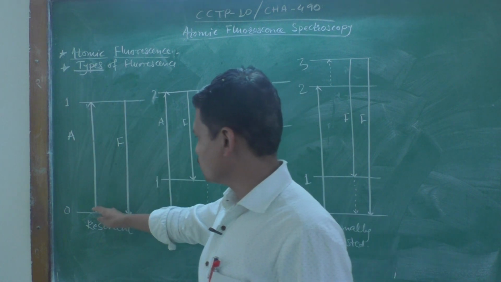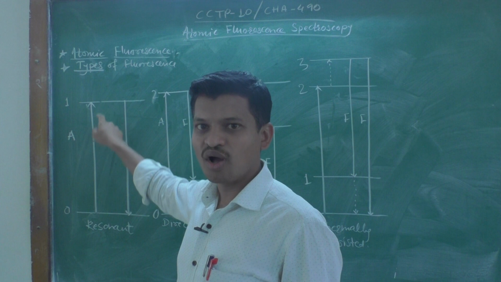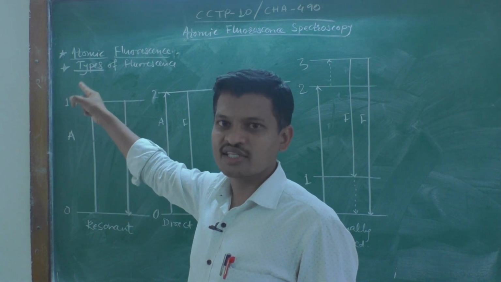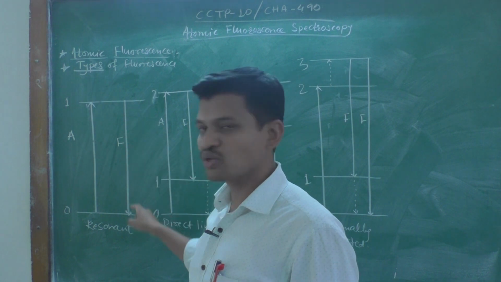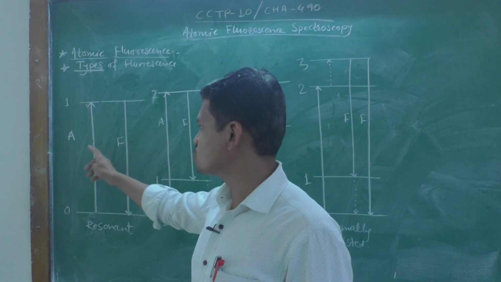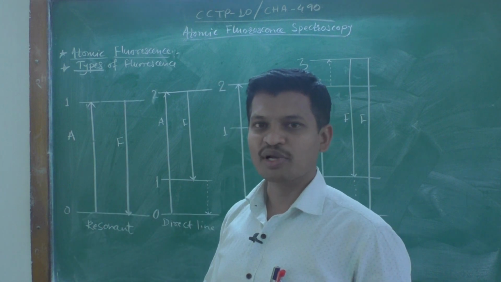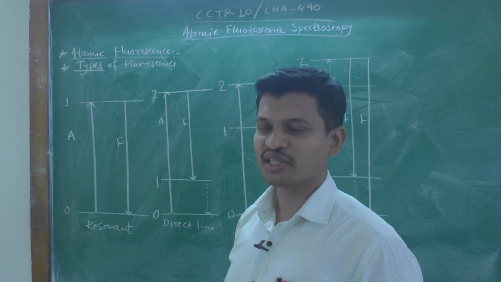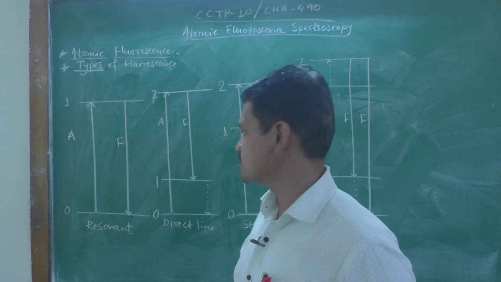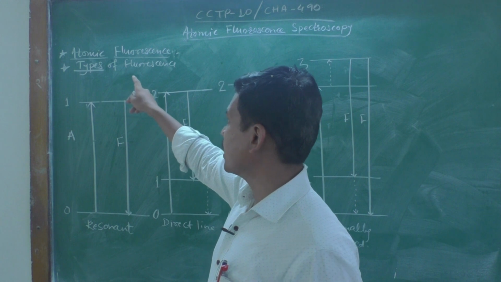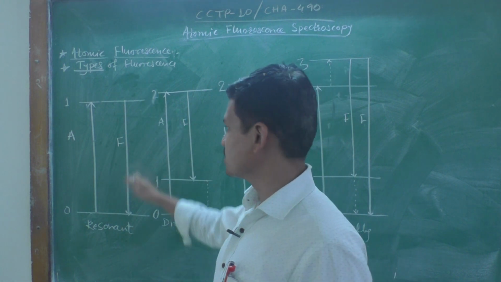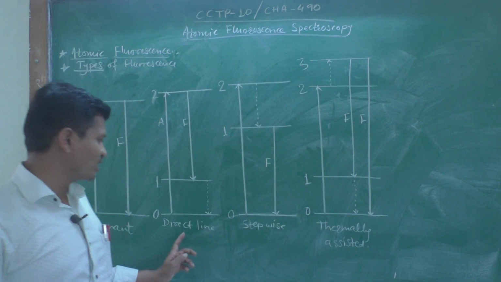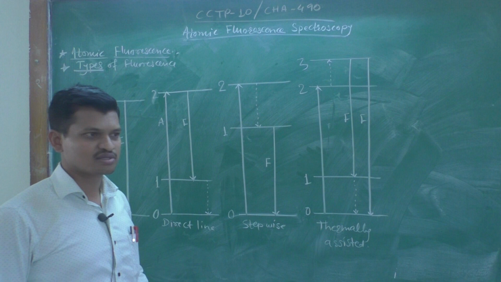It means the wavelength, frequency, or energy of the absorbed radiation is exactly the same as that of the fluorescent radiation. These two are completely, perfectly matched. The fluorescence frequency or wavelength exactly matches, and hence the name resonant atomic fluorescence. This is the simple case of atomic fluorescence. Now the second one is called direct line atomic fluorescence.